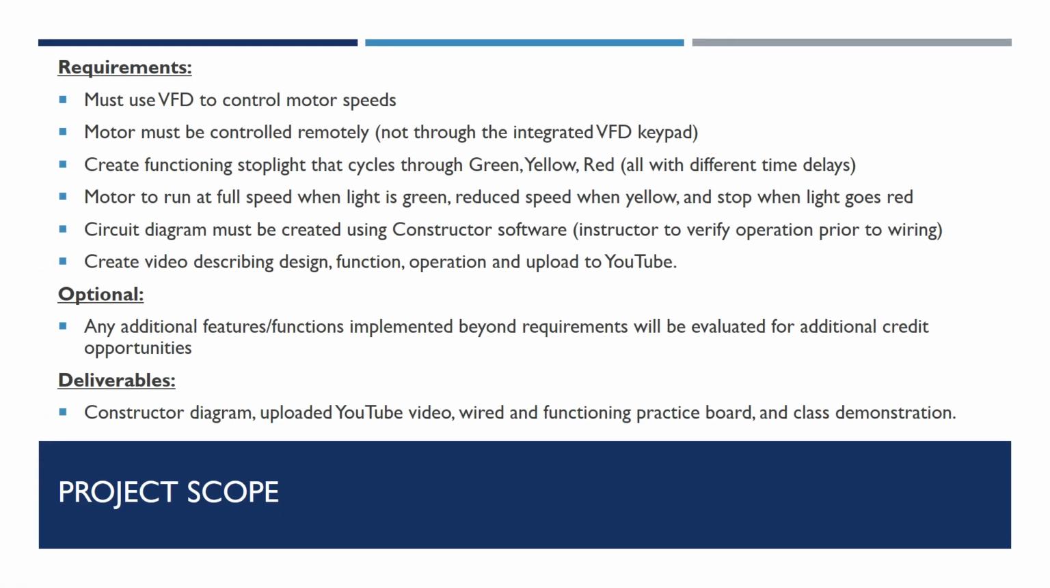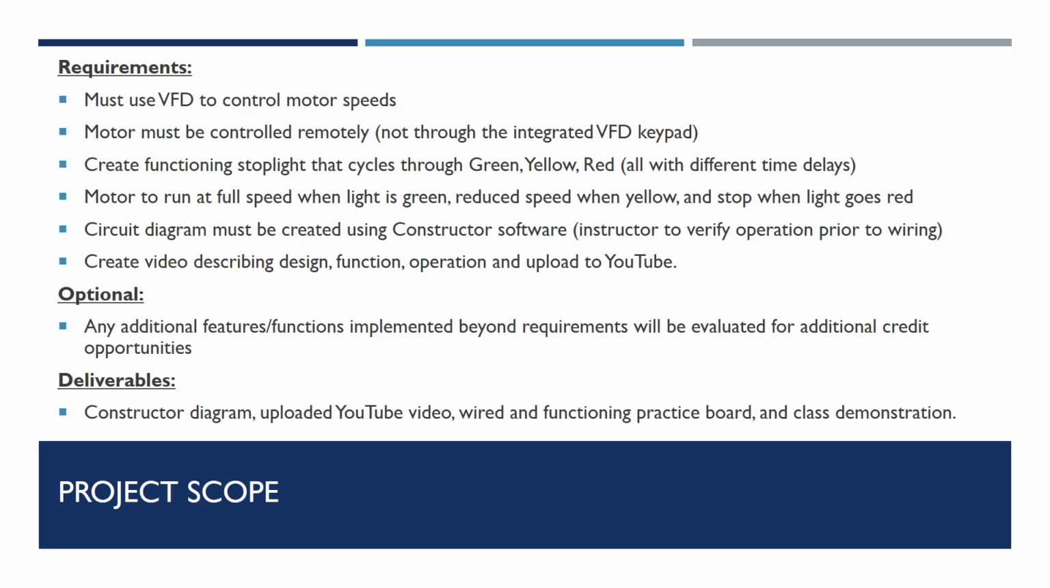The requirements of this project were that we must use a VFD to control motor speeds, and the motor had to be controlled remotely and not through the integrated VFD keypad. We had to create a functioning stoplight that cycled through green, yellow, and red, all with a different time delay. And the motor was to run at different speeds depending on the color of the light. During a green light, the motor would run at higher speed, a reduced speed when the light turned yellow, and stop when the light turned red.